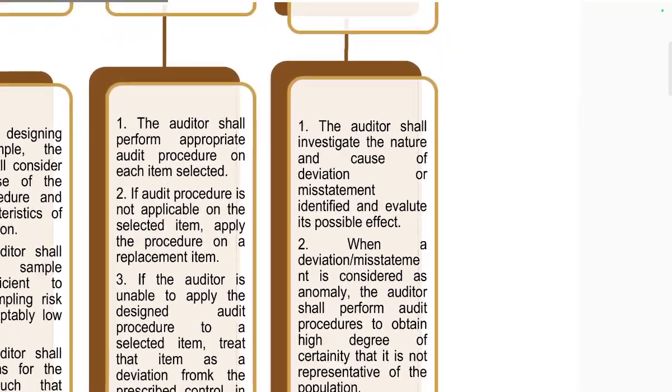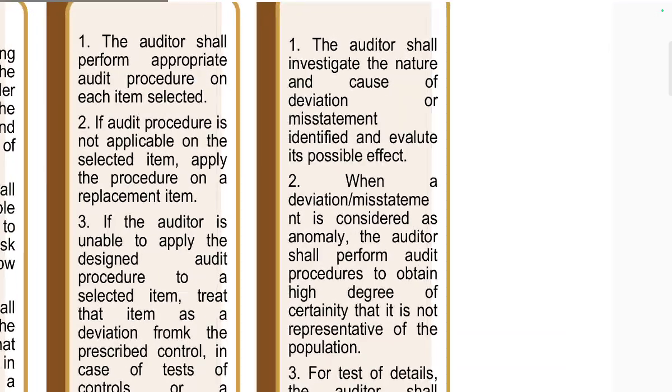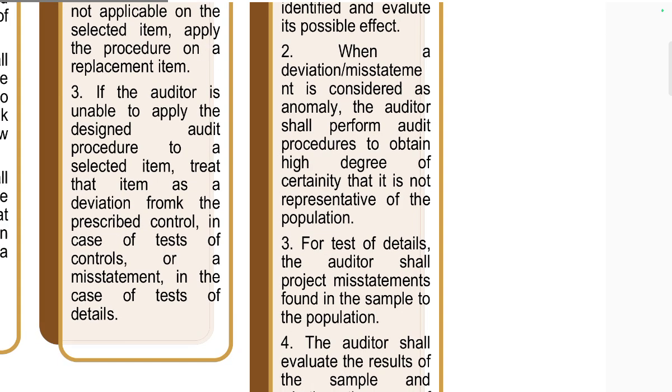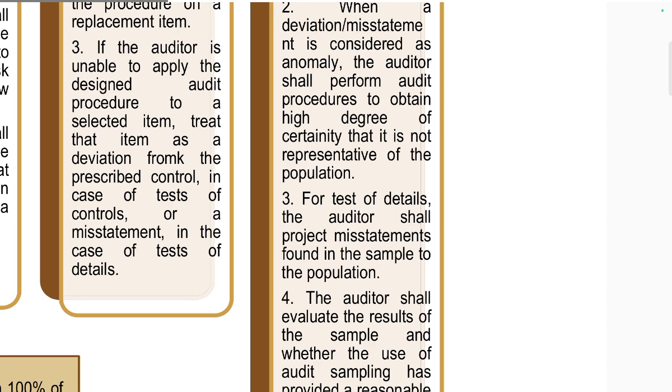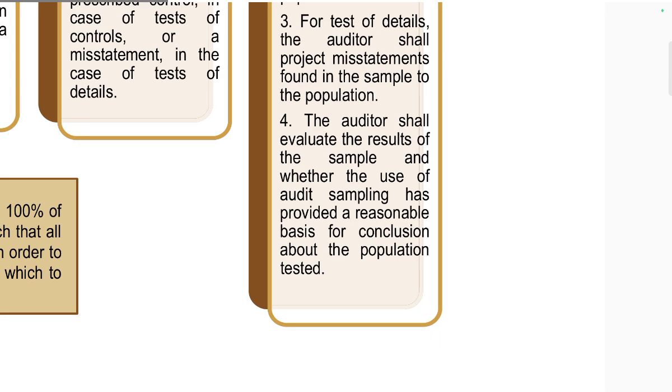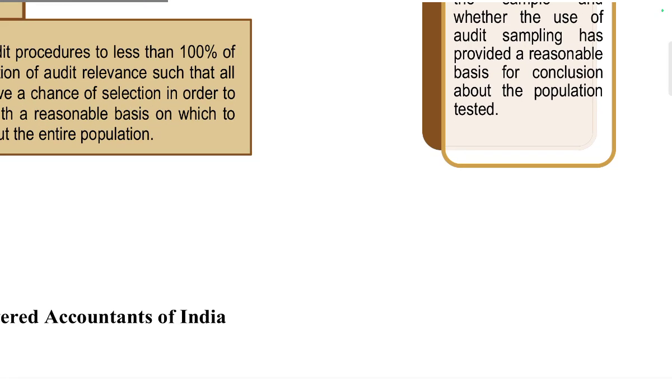Other points of consideration. The auditor shall investigate the nature and cause of any deviation or misstatement, and evaluate the possible effect. When a deviation or misstatement is considered an anomaly, the auditor shall perform audit procedures to obtain a high degree of certainty that it does not represent the population. In test of details, the auditor shall project misstatements found in the sample to the population. The auditor shall evaluate the results of the sample and whether the use of audit sampling has provided a reasonable basis for conclusions about the population tested.